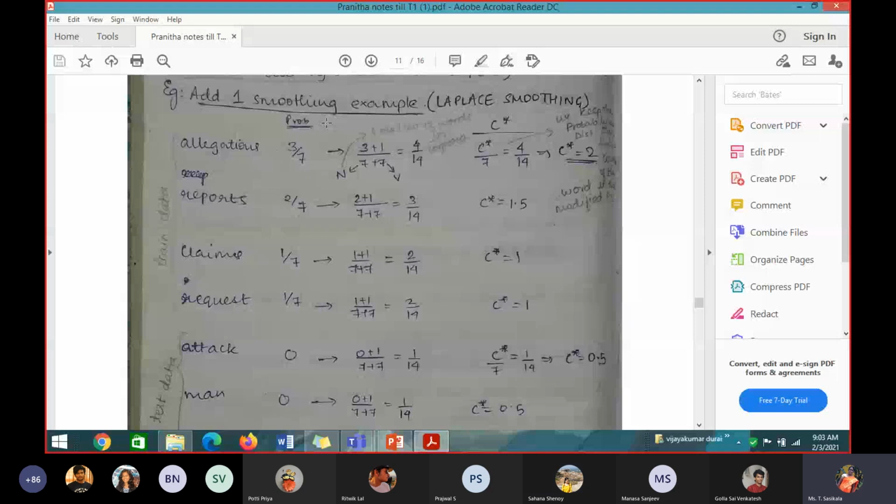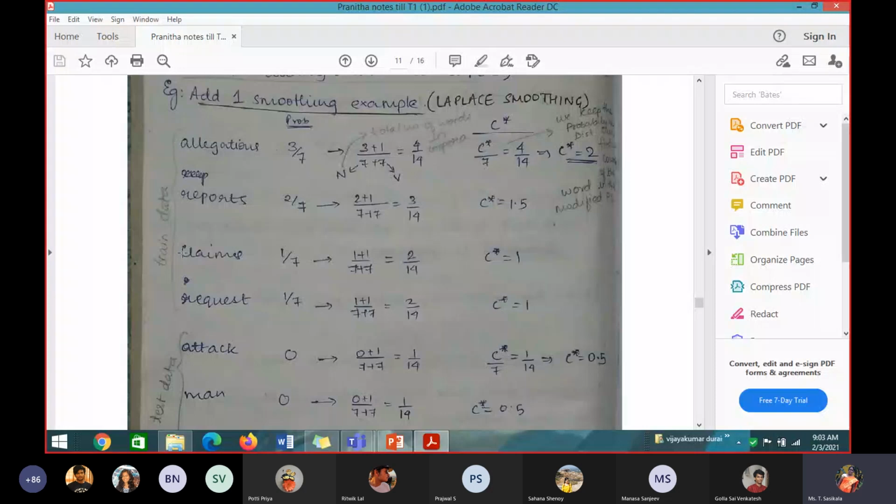Now here, the probability of allegation is how many times it is occurring? Write it like this. These 4 are training data. You write allegation, report, claims, request like this. Can you all see the screen, students?